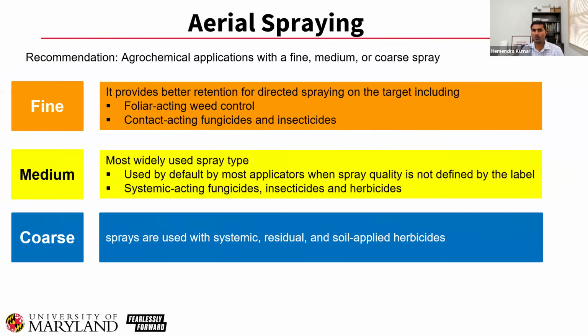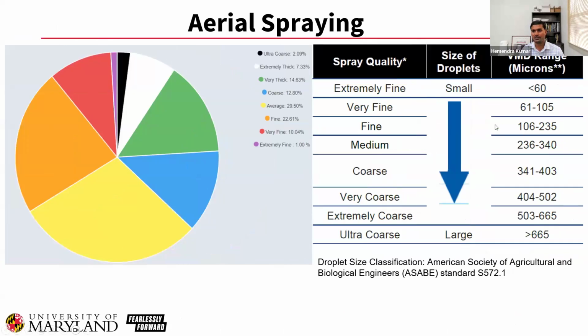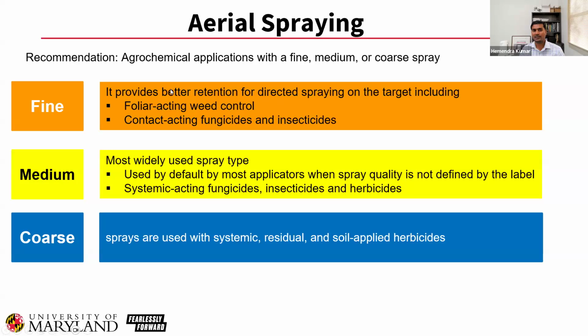The agrochemical application with fine, medium, or coarse spray. So if you go back, fine, medium, and coarse, these are the recommendation, 106 micron to 403 micron. This is the recommendation based on this standard if you are applying aerial chemicals. Fine provides better retention for direct spraying on the target, including foliar acting weed control or contact acting fungicide and insecticide.